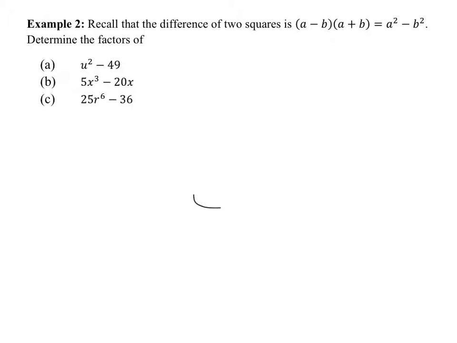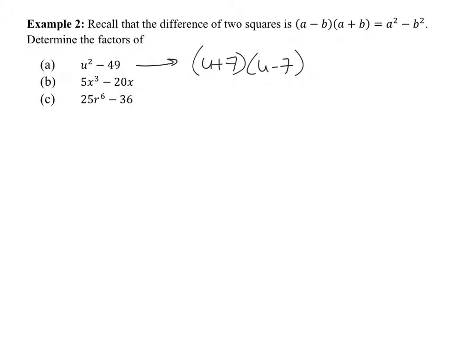So for example, let's take a look at part A here. Part A, we've got u squared minus 49. U squared minus 49. Where did that come from? What factors multiplied each other to give you u squared minus 49? Sarah? U minus 7 and U plus 7. Yeah, and how do you know that? Because when you multiply it back, it's U squared minus 49.